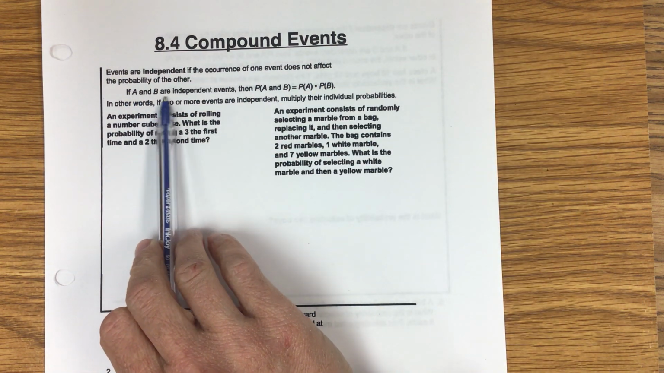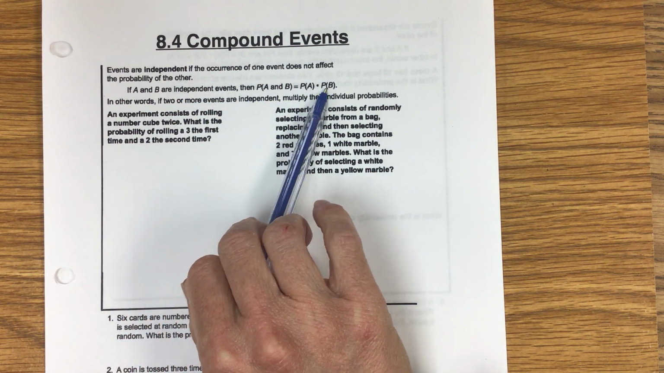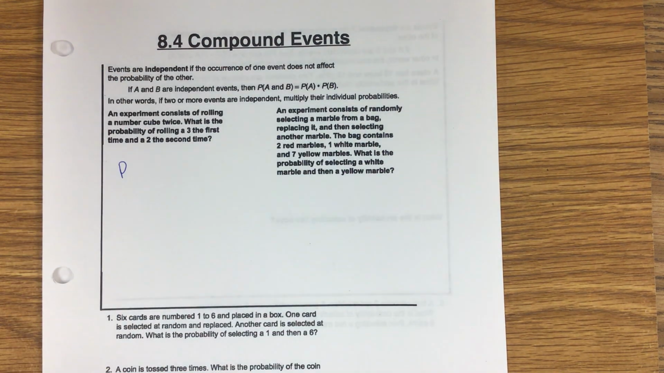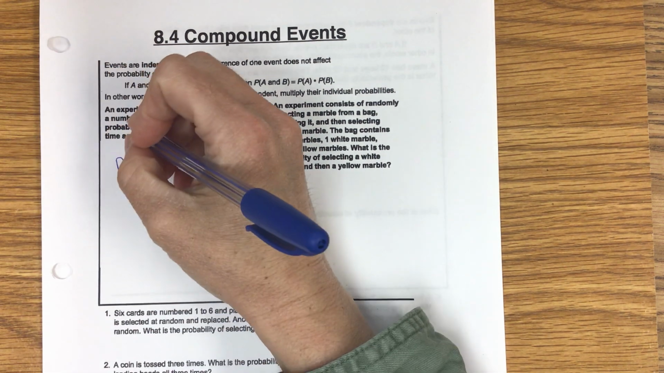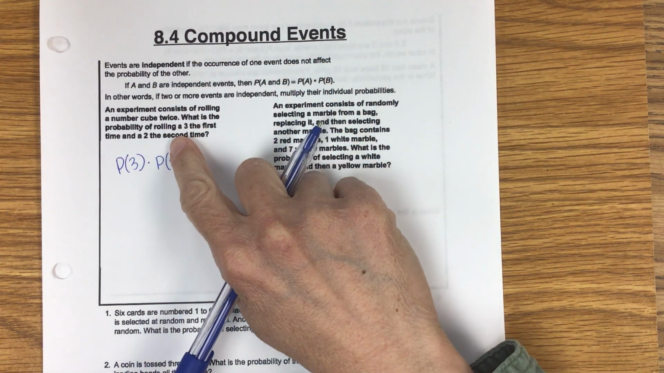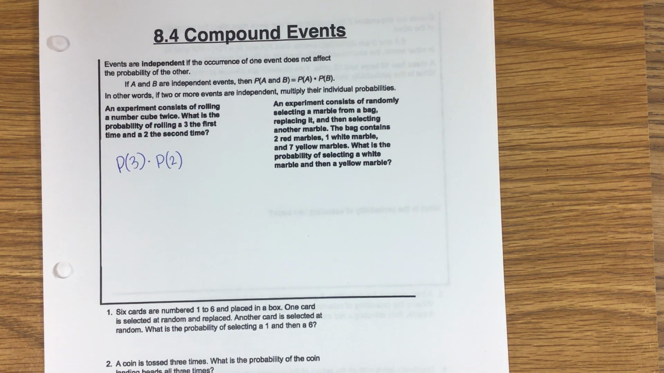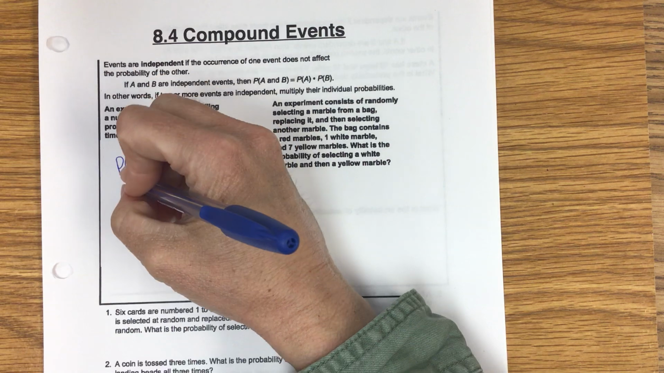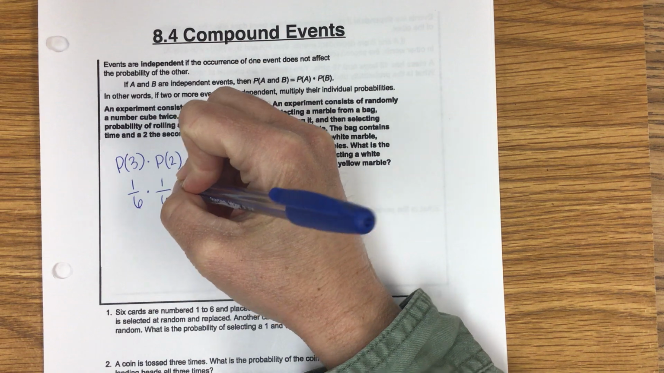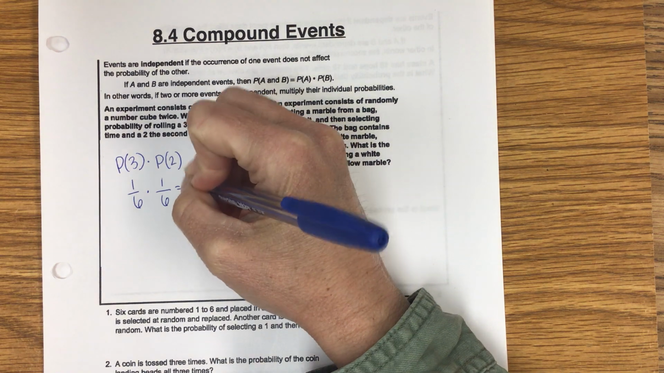Now up here, there's a little formula for you, and it says if you have two independent events, you can take their probabilities separately, and you can multiply them together. So this would be the probability of rolling a 3, and then the probability of rolling a 2. You want them both to happen, but because they're independent, you can just find their probabilities separately and multiply them together. So the probability of rolling a 3 is 1/6. The probability of rolling a 2 is 1/6. 1/6 times 1/6 is 1/36.